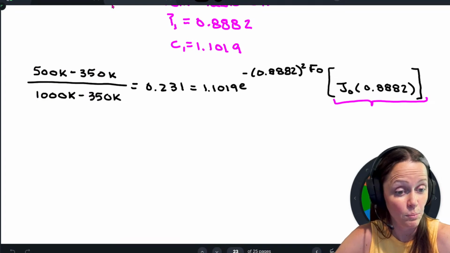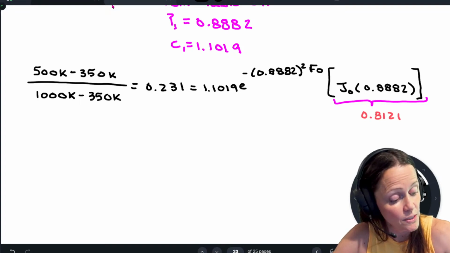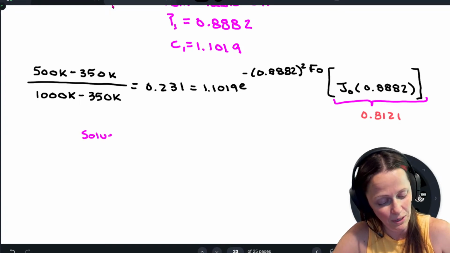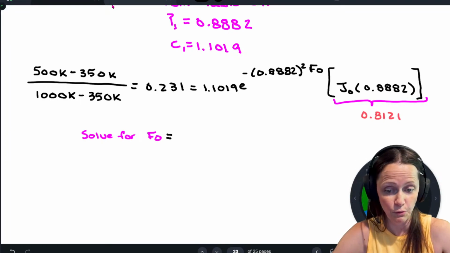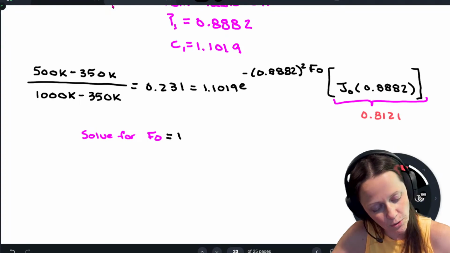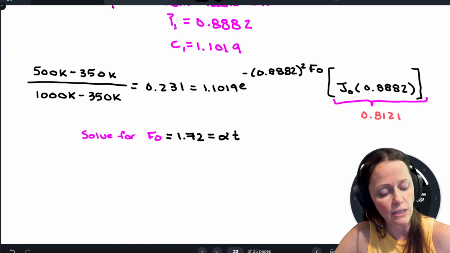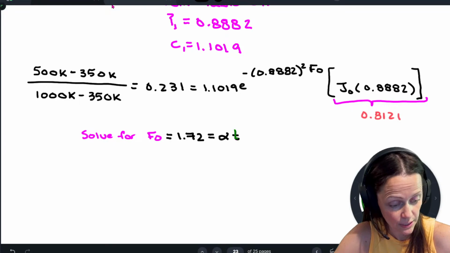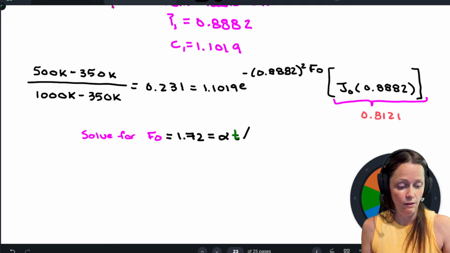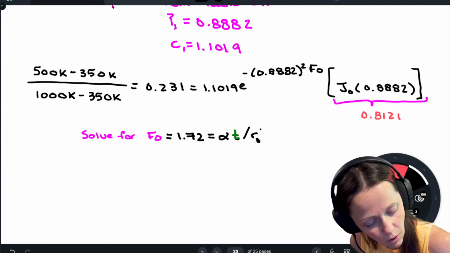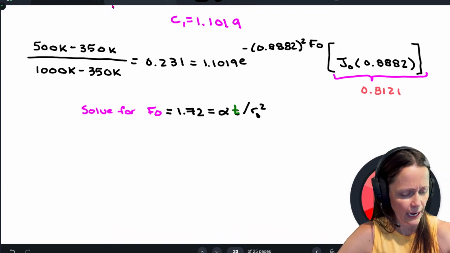All right, so this ends up being 0.8121. Okay, and so now I'm going to solve for my Fourier number. All right, so I end up getting a Fourier number of 1.72, and then I know that that's equal to my thermal diffusivity times the time that I'm interested in, over my L_c squared. In this case, my L_c is the R naught, so R naught squared.